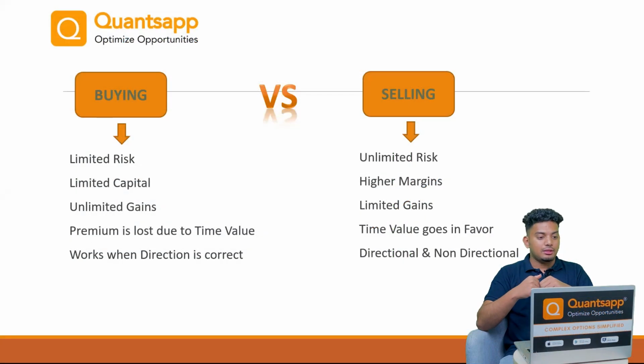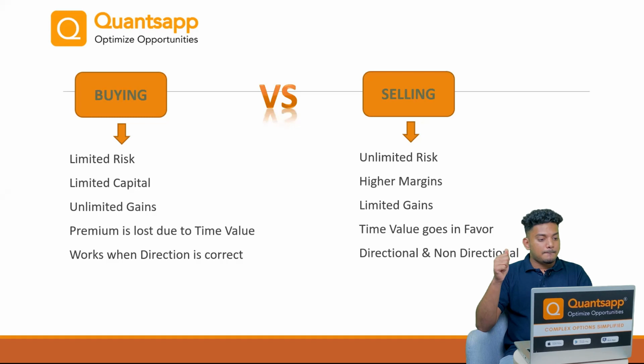So the second point is, option buying requires limited capital, whereas option selling requires higher margin. Now, when we are buying an option, we are paying a premium in advance, right? So in this scenario, 35.55, which was the call's price into the lot size, becomes our investment while buying an option. Whereas in case of selling an option, we require a much higher margin to sell a particular option.